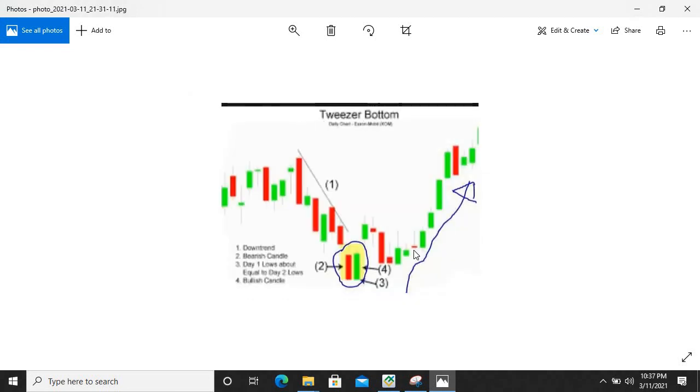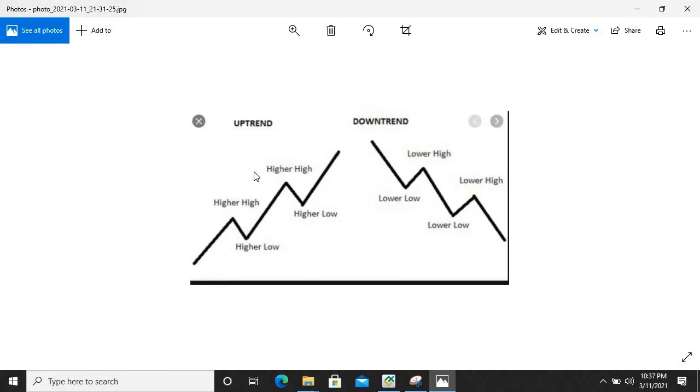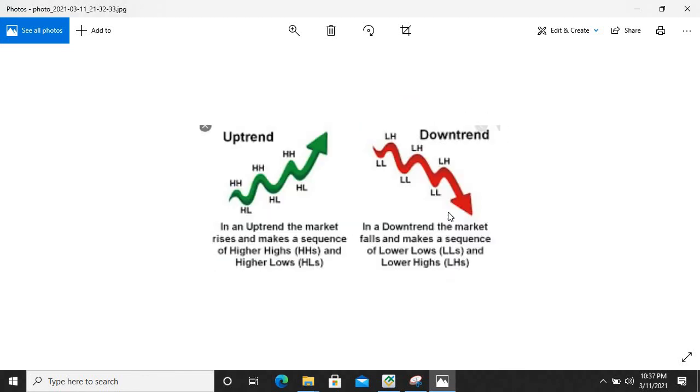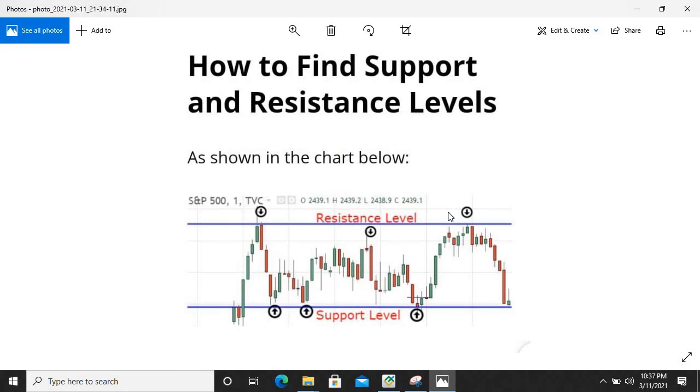Okay, this candlestick is called tweezers bottom. The moment you have seen this kind of candlestick on a downtrend, you have to expect buying. This is the market structure. Yeah, you can see.